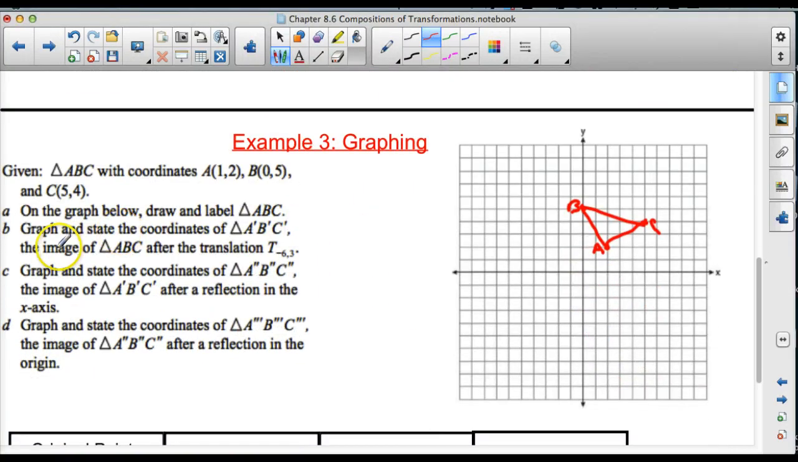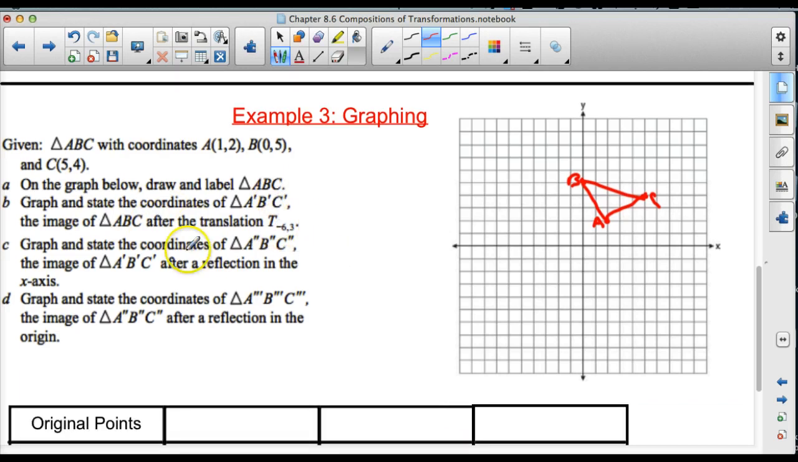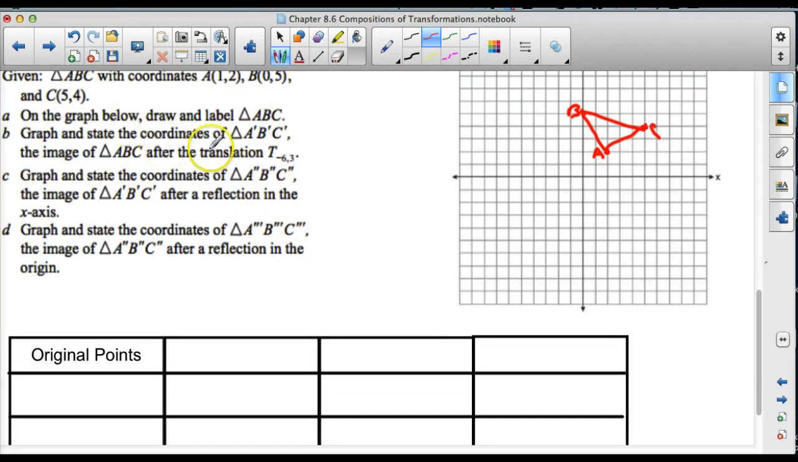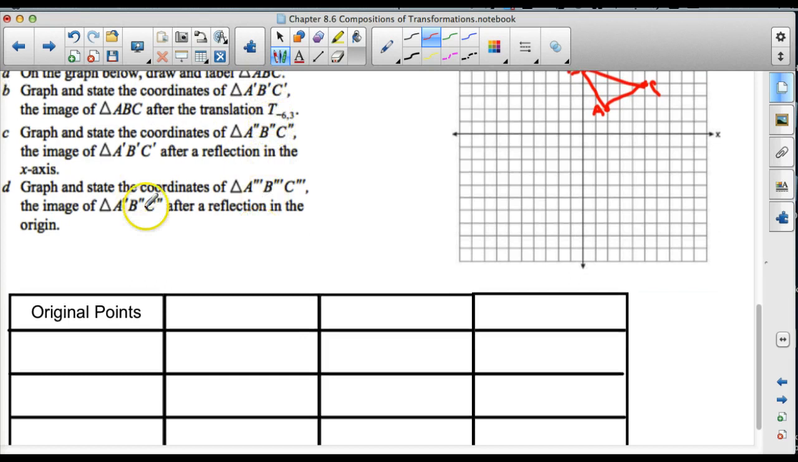So it says that step B, they want us to graph our new points after this translation. Then we're going to reflect it in the x-axis. That's what C says. Graph and state the coordinates after reflection. And it's saying an image of these points. You see how it's moving down? So it's giving us the order. So the first thing we want to do is translate by negative 6 comma 3.